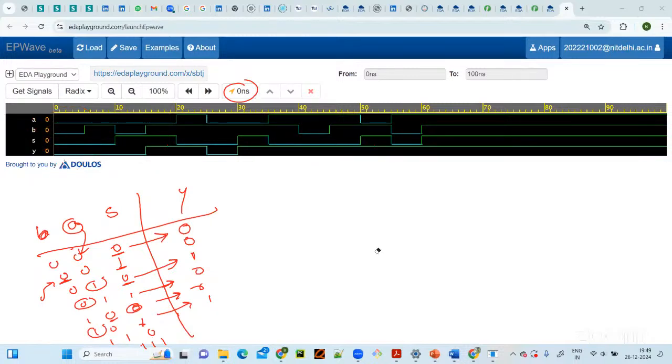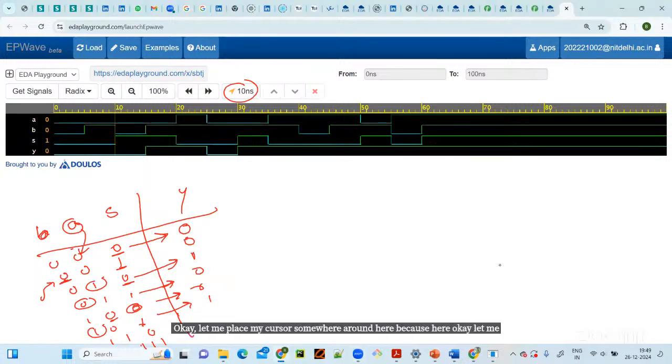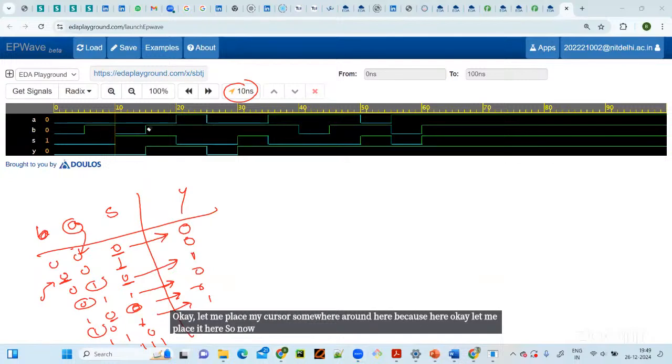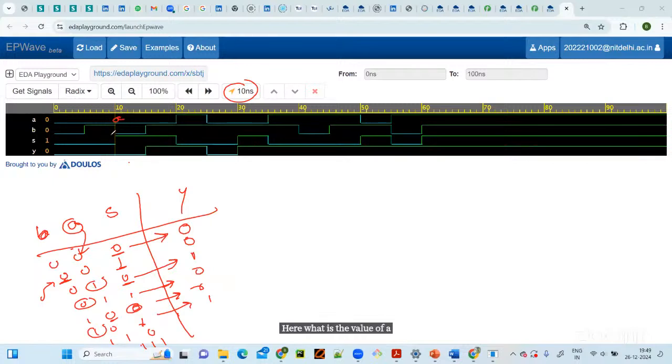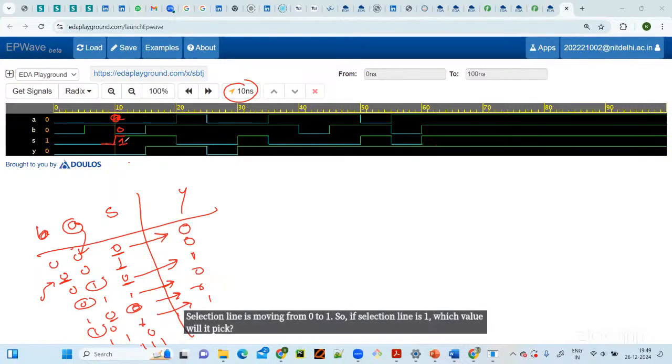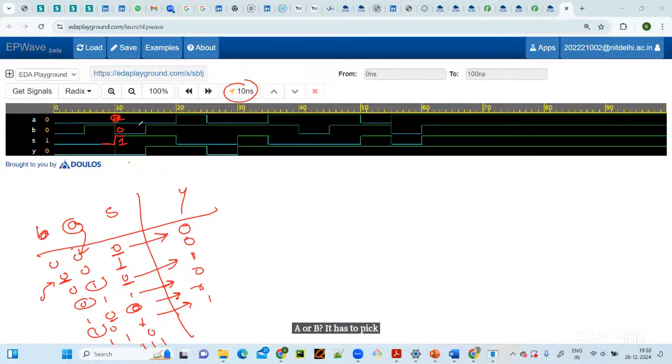Let me place my cursor somewhere around here. So now see here, what is the value of a? Here a is 0. What about b? B is also 0. What about selection line? Selection line is moving from 0 to 1. So if selection line is 1, which value will it pick? A or b? It has to pick b. What is there in b? I have 0 in b. So is the 0 captured to output or not? Yes, I'm able to see the value of 0 on my output.